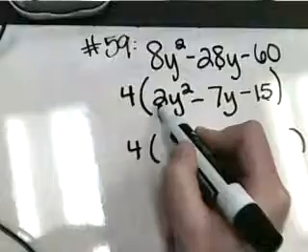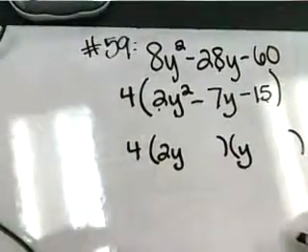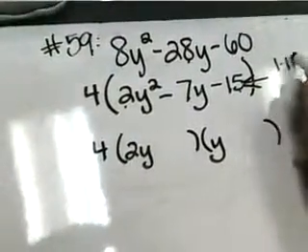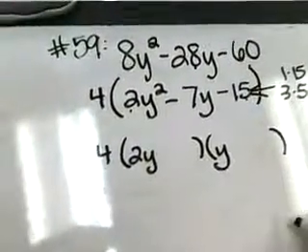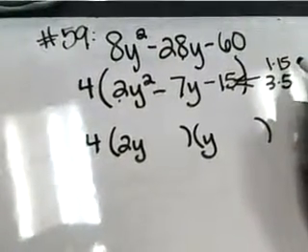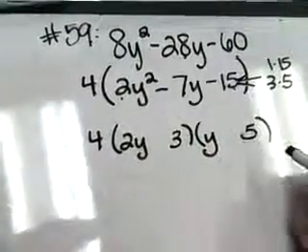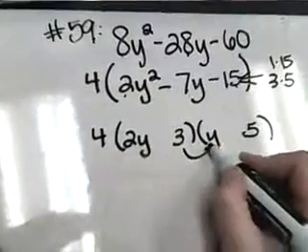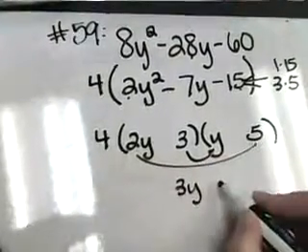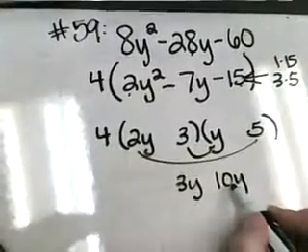My only factors of 2 are 2y and y. Factors of 15, though, I've got 1 and 15 and 3 and 5. I'm going to try to leave 1 and 15 there. I'm going to try them last since he's the bigger one. Let's try 3 and 5 here. This would give me 3y. This would give me 10y. If I add them, I get 13.